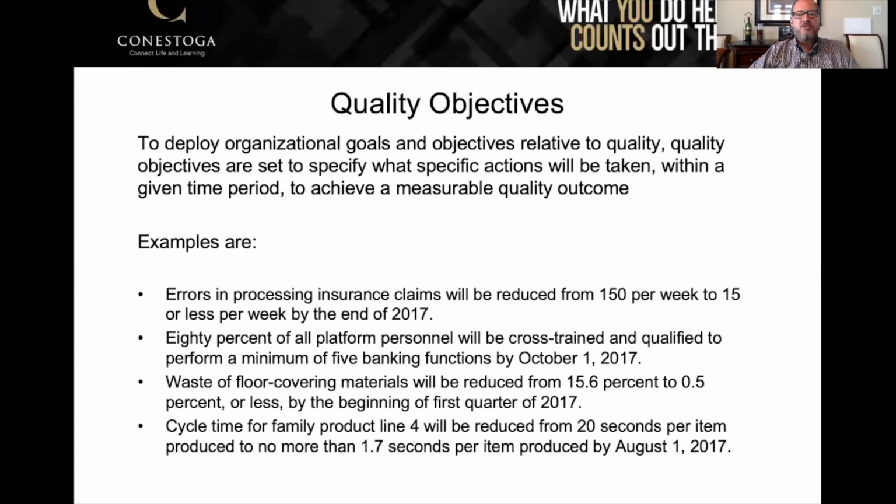80% of all platform personnel cross-trained and qualified to perform a minimum of 5 banking functions by October 1st. You would know when this was put out, and it would make sense to articulate where people are at that point. Given the banking context, different branches might be in different places, so they might be trying to reinforce a universal standard that every branch gets to at least that point, so at least 80% of them. And you'd cross-train so that they could perform different functions.